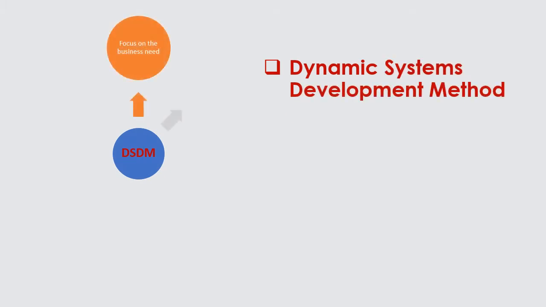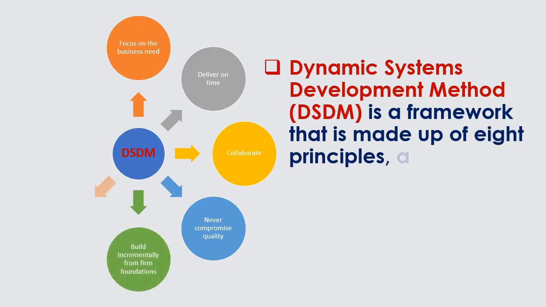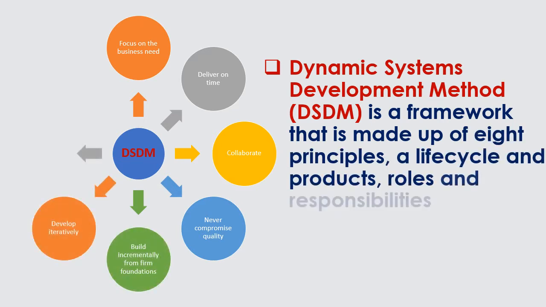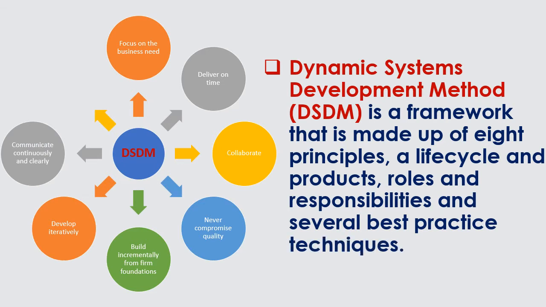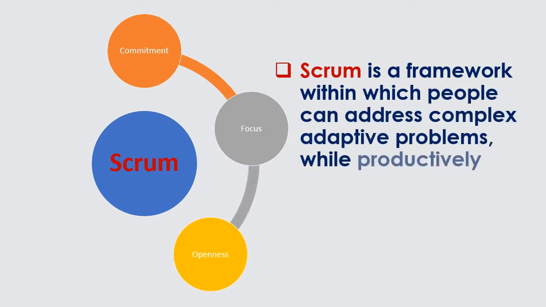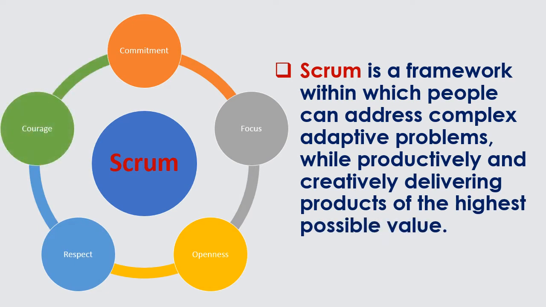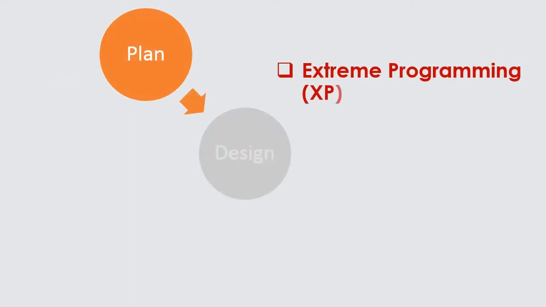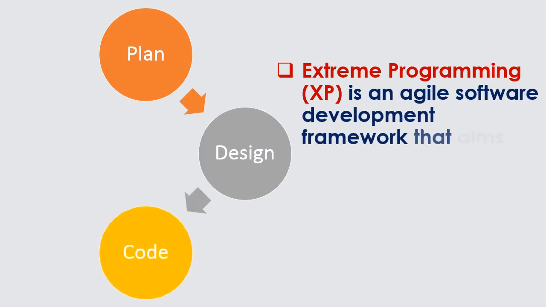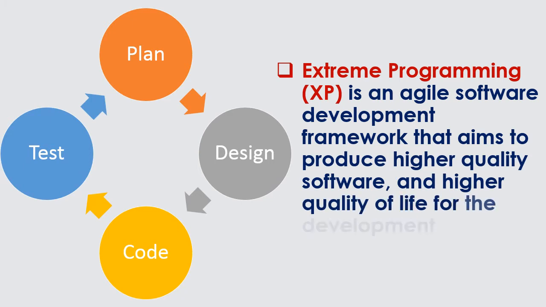Dynamic Systems Development Method, DSDM, is a framework that is made up of 8 principles, a life cycle, and products, roles and responsibilities, and several best practice techniques. Scrum is a framework within which people can address complex adaptive problems, while productively and creatively delivering products of the highest possible value. Extreme Programming, XP, is an agile software development framework that aims to produce higher quality software and higher quality of life for the development team.